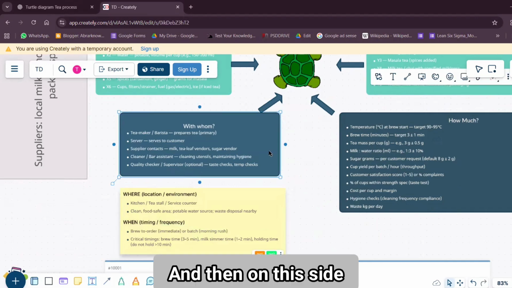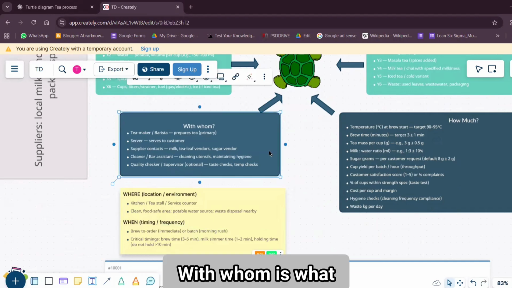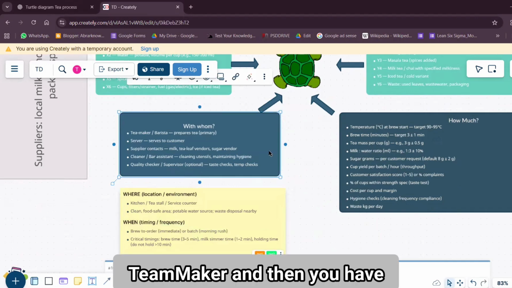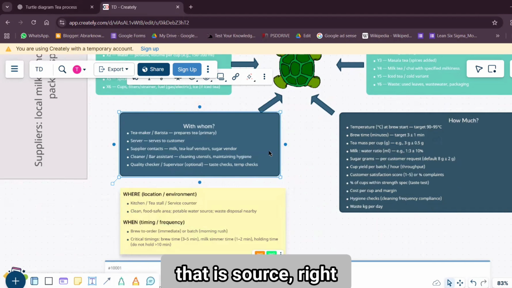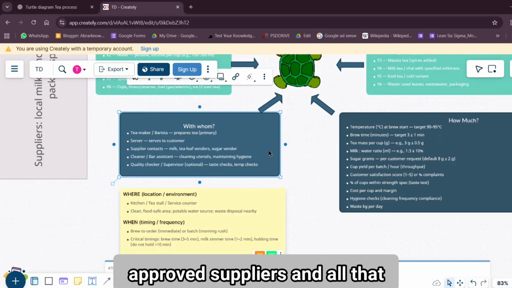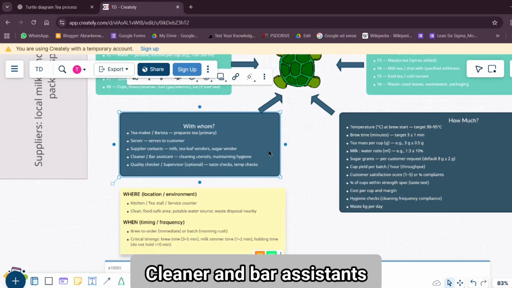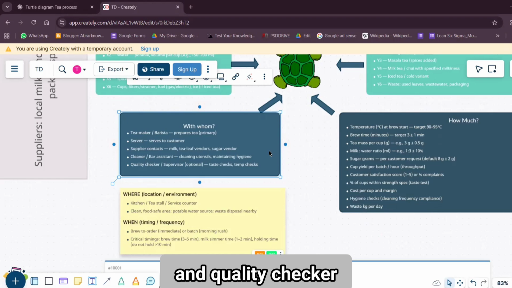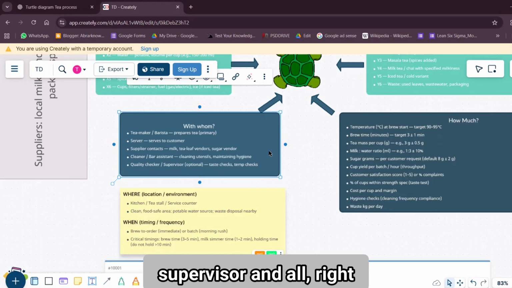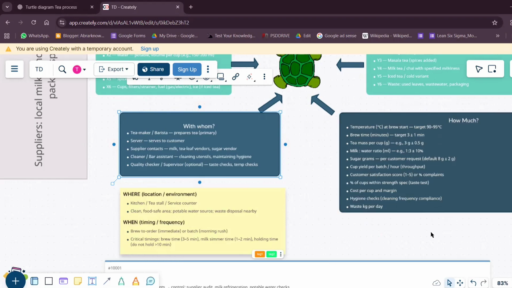And then on this side, you have 'with whom', right? With whom is what? The tea maker who prepares the tea, the primary source, the server to customer, and supplier contacts, and you have to have approved suppliers and all that. Right? Cleaner and bar assistants, quality checker, supervisor, and all. Those are the 'with whom'.